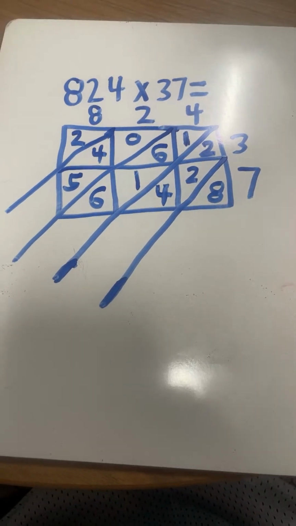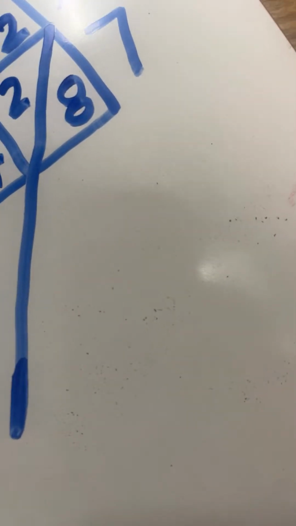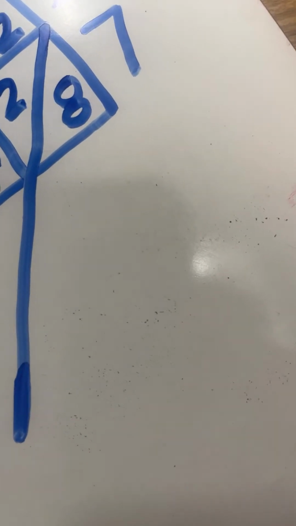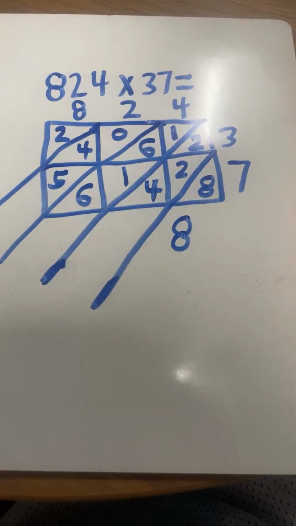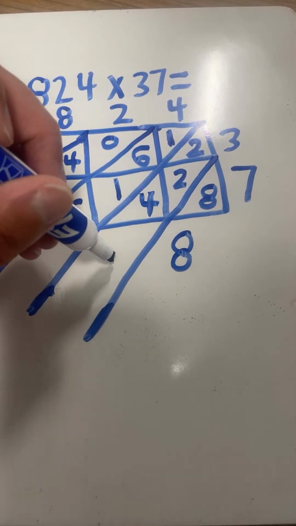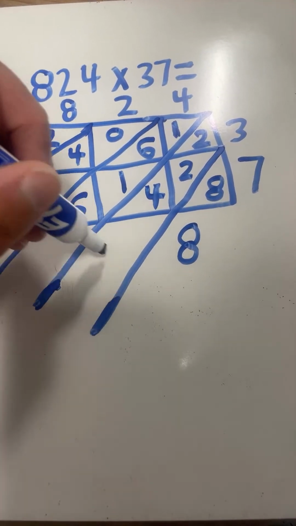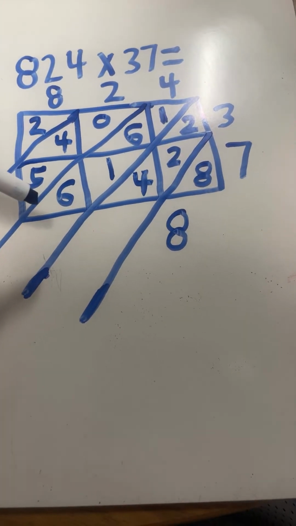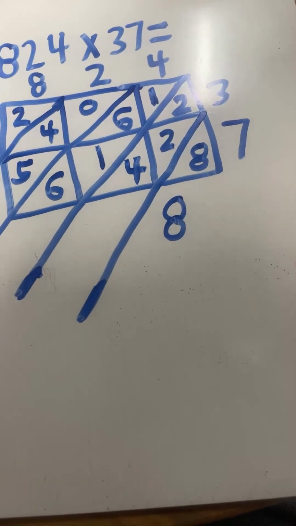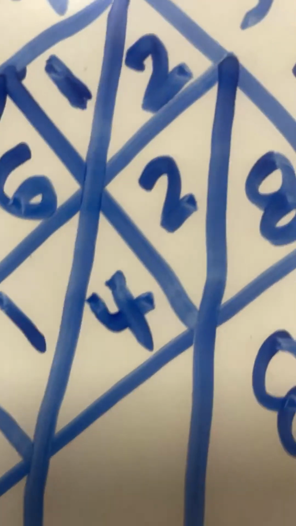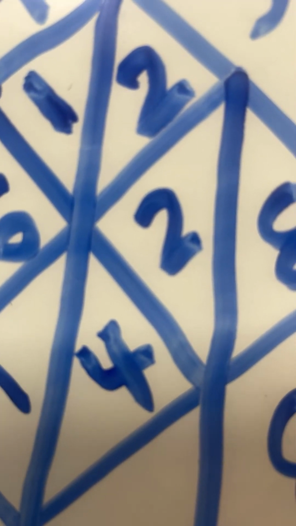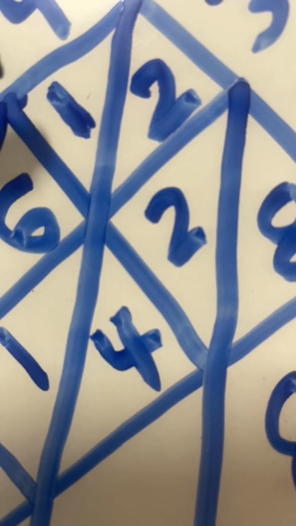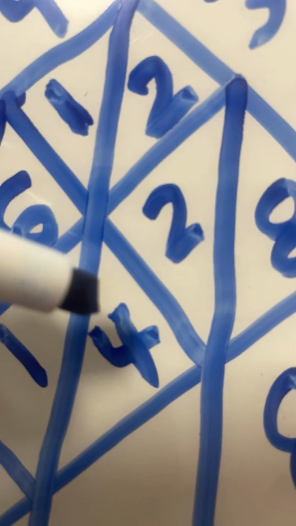So I'm going to zoom in. So along this first diagonal line, the only number we have is 8. So 8 is the number in the ones place. Now, the number in between these two diagonal lines here represents the tens place. So to figure out what's in the tens place, I have to add the 3 numbers that are in between these two diagonal lines. I have to add 4 plus 2 plus 2. So 2 plus 2 is 4, plus 4 is 8.